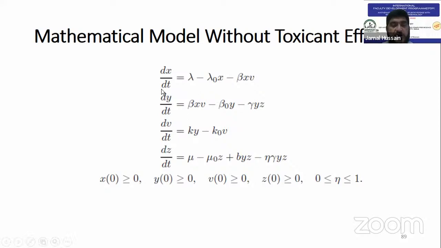So of course, you can make out that X is the density of the uninfected cells, Y is the density of the infected cells, V is the density of the virus, Z is the immune response. Okay, and they are developed like this. So you can see the effect of virus, and here you can see the immune response is also present due to virus.